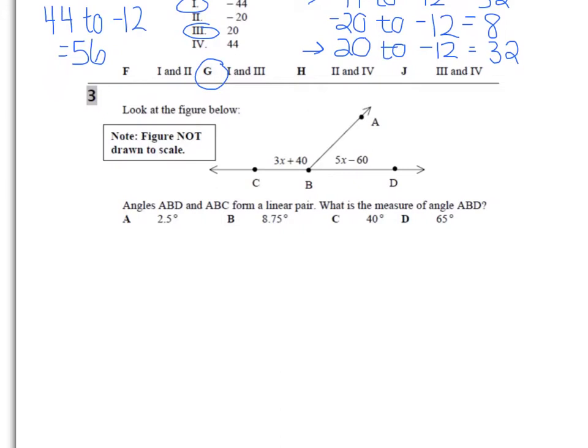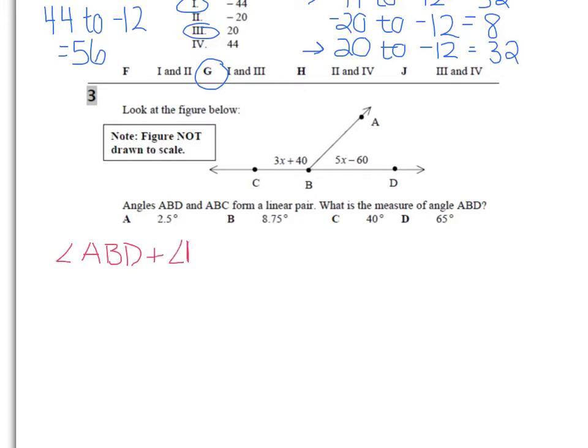Moving on to question 3. We've got this figure below, and angles ABD, so this angle right here, and ABC form a linear pair. What is the measure of angle ABD? So if they form a linear pair, what do you notice? Hopefully you're saying that this becomes a straight line, and a straight line has how many degrees? 180.